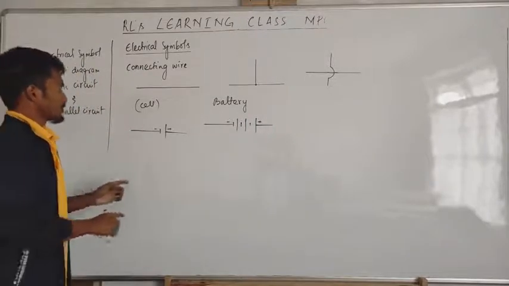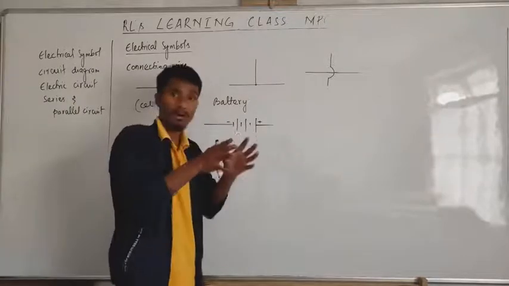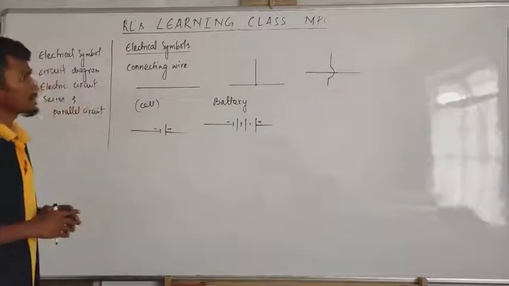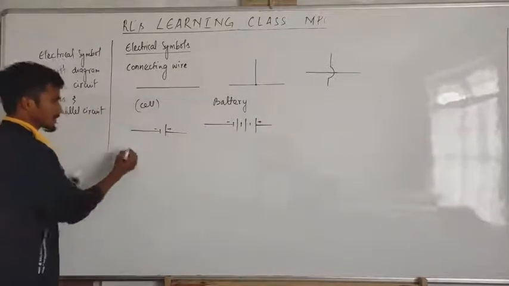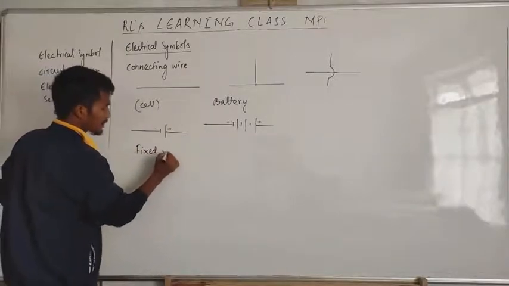Okay, now. This positive or this negative, only know that the meaning of this negative is a lower potential, positive is a higher potential. Okay, now this will be a cell and a battery, then we will come to the next, okay, fixed resistance. Fixed resistance or resistor.